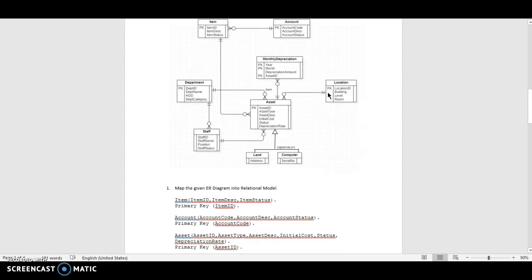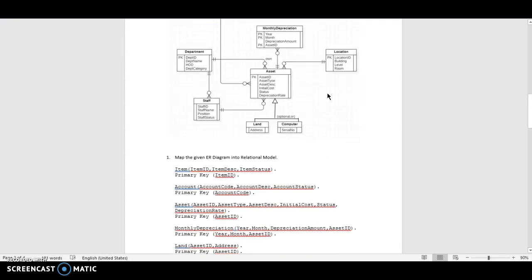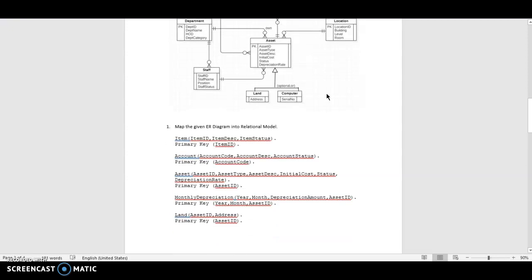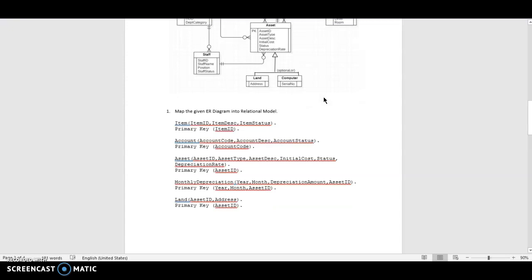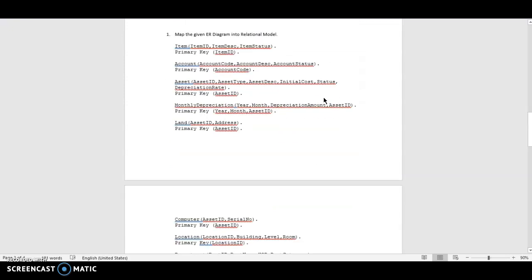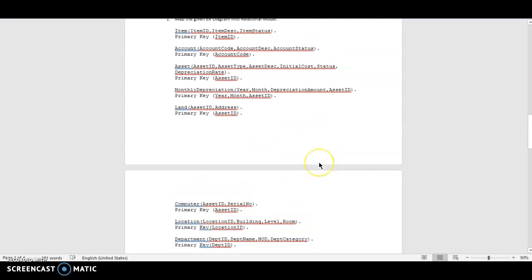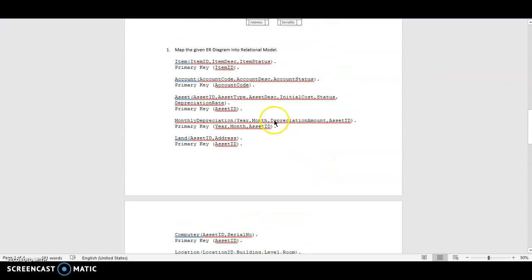In my relational model, there are 9 in total, which is the first one is item, the second one is account, the third one is asset, fourth is monthly depreciation, the fifth is land, the next is computer, location, department, and staff. And for each, the primary keys are item ID, account code, asset ID, year, month, asset.